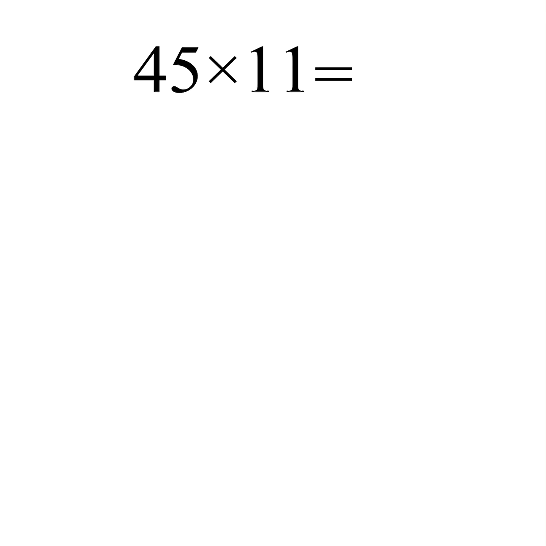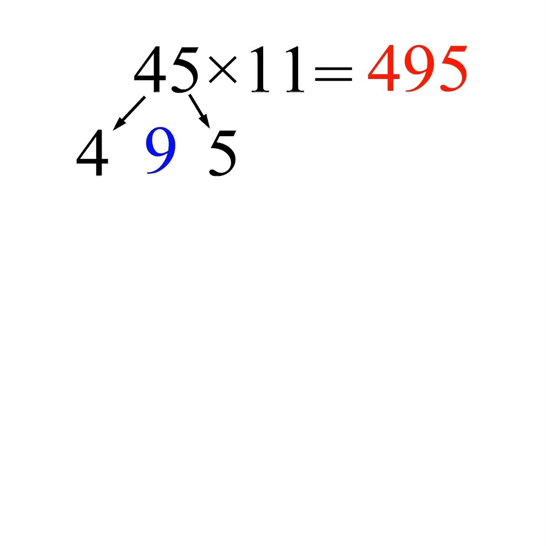For instance, let's multiply 45 into 11. To do that, we write down 4 here and 5 there. Then we add 5 to its left digit, which is 4. So 4 plus 5 equals 9, and we write it down here, and that's it, we're done. The answer is 495.